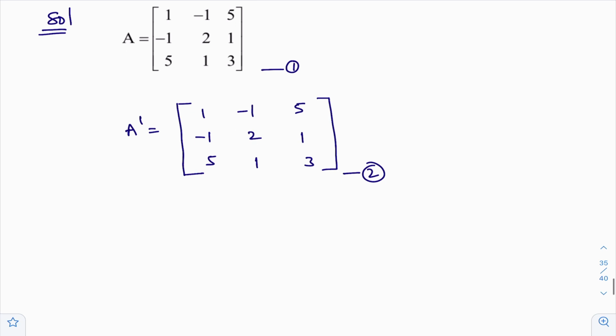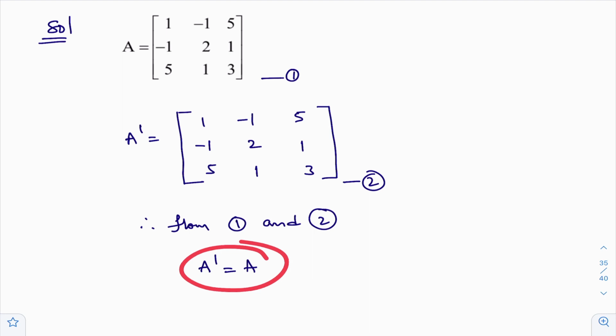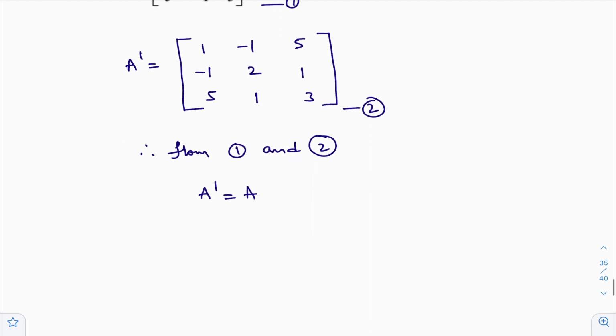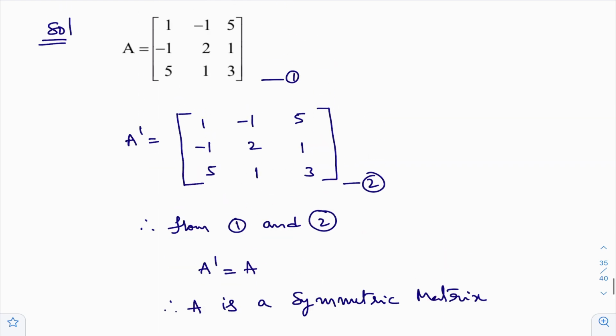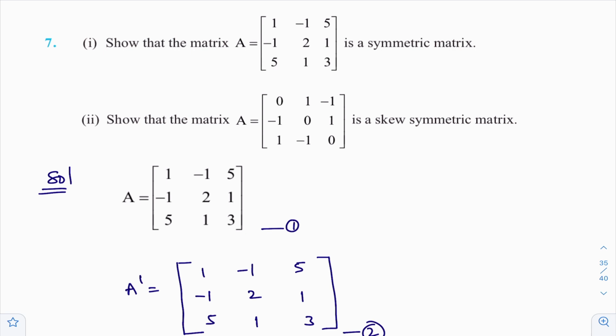What you observe? From 1 and 2, what you can say? A transpose is same as A. When A transpose equal to A, then what we say? We say that, therefore, A is a symmetric matrix. A is symmetric matrix. I hope you are understanding, right? Now, in this only second bit you observe, just now I completed the first bit.